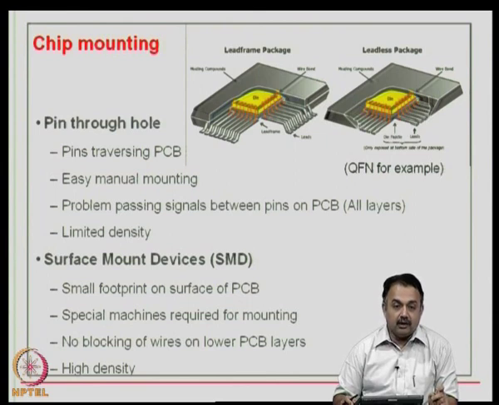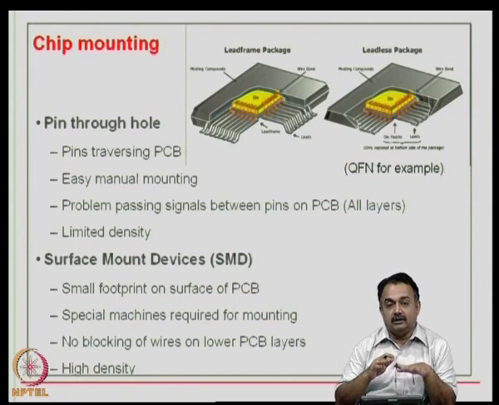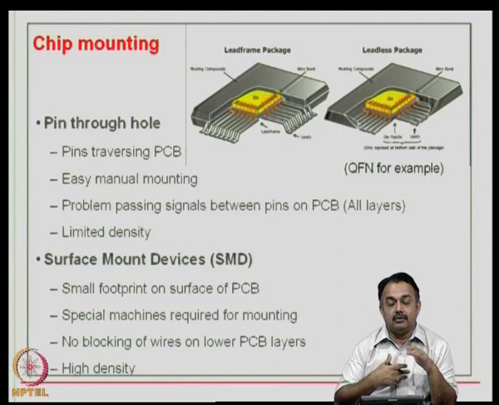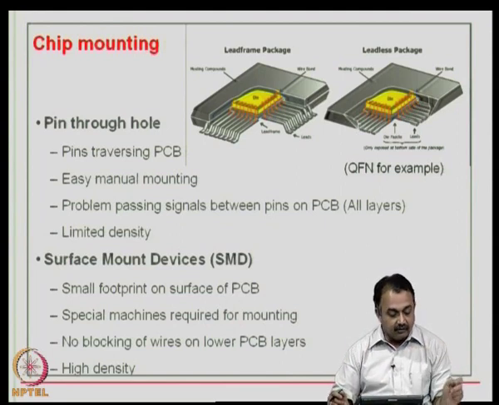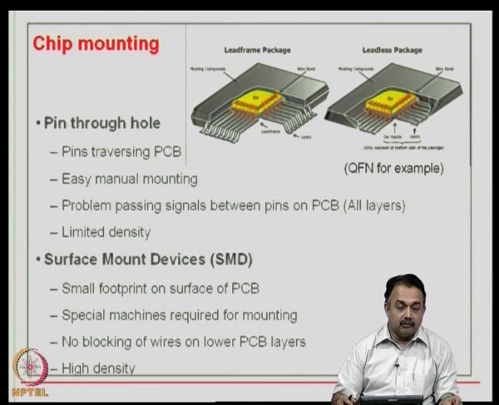but there is no blocking of wires on the other PCB layers, because the pins do not block, there are no pins. The surface mount technology means the pins do not come to the other side, therefore, you get more area on the other side of the printed wiring board to route your tracks, and therefore, this kind of format for chip mounting will result in high density.